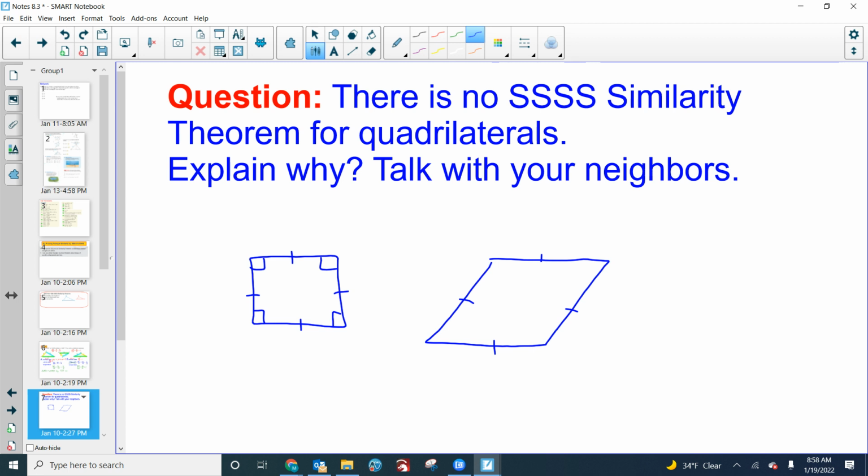So do you guys understand? Just because the side lengths are proportional does not mean they are the same shape. They might be proportional, but they're not the same shape. When I say shape, I mean dilation, just scale factors of each other. Do you agree these are not? Yes? Okay. So even though the side lengths might be proportional in quadrilaterals, it does not mean the angles are congruent.